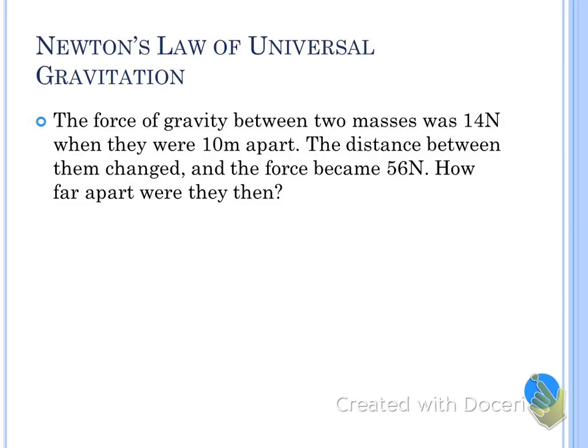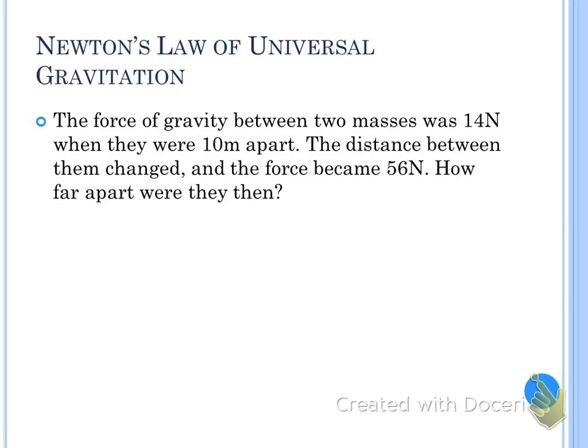Okay, so we're going to go ahead and try another one here. Force of gravity between two masses was 14 newtons when they were 10 meters apart. The distance between them changed, and the force became 56 newtons. How far apart were they then? Okay, so if our force of gravity went from 14 newtons to 56 newtons, what can you probably guess happened to these two objects? Do you think they got farther apart, or do you think they got closer together? Hopefully you've answered here that they've gone closer together. Okay, as our force due to gravity increases, that means our radius must decrease.